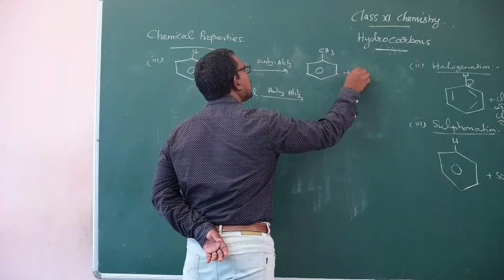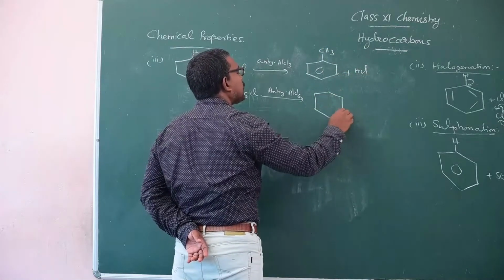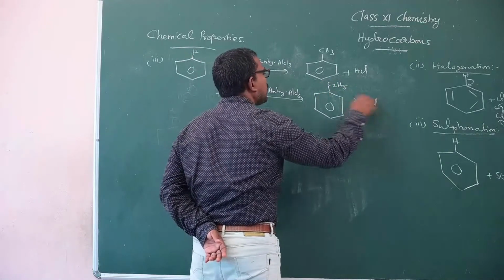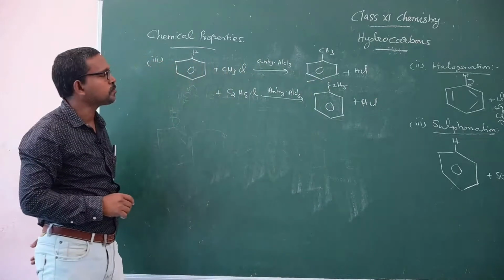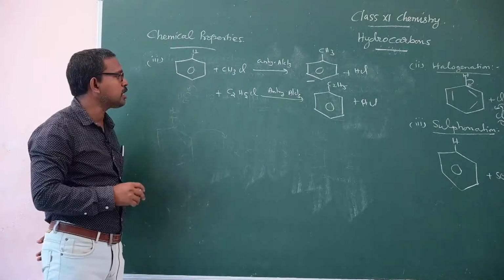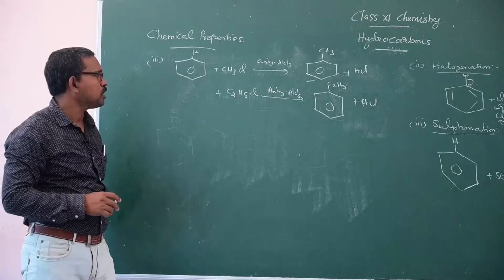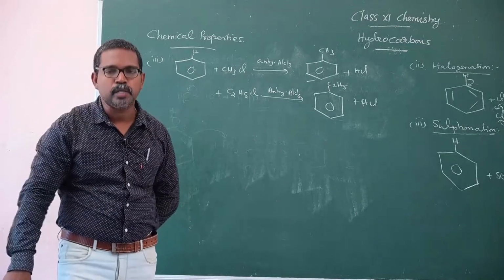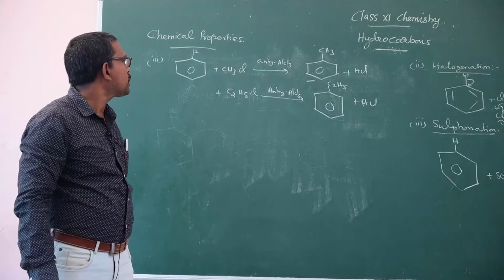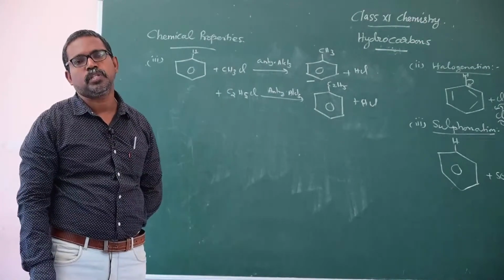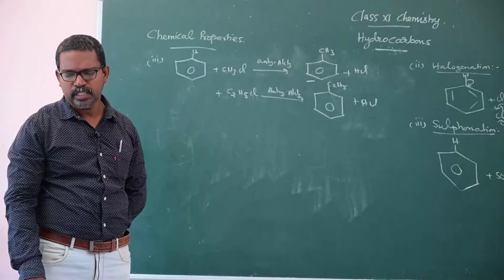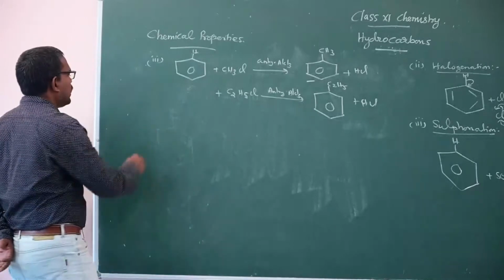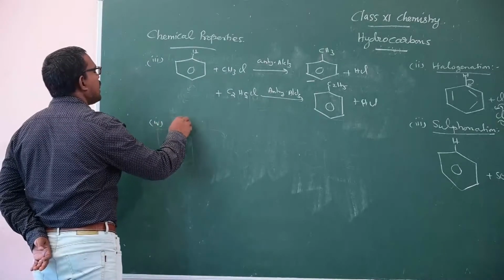C6H5-CH3 plus HCl, and C6H5-C2H5 plus HCl. Methyl benzene is called toluene; the second one is ethyl benzene. Benzene reacts with either methyl chloride or ethyl chloride in the presence of anhydrous aluminum trichloride, giving methyl benzene or ethyl benzene. So an alkyl group is introduced during the process, therefore this reaction is called Friedel-Crafts alkylation reaction.